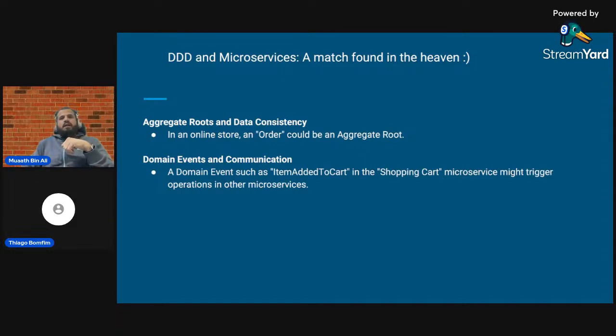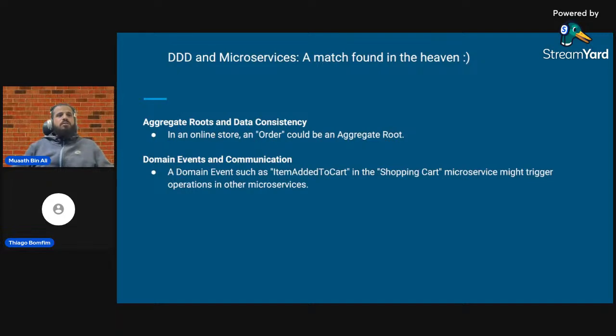So in domain-driven design, we also have something called aggregate roots. Let's say an online store, we will have the order inside this service. We will have the aggregate root. It's the order itself. So when we combine this microservice along with the DDD inside the order service, the order is going to be the aggregate root.